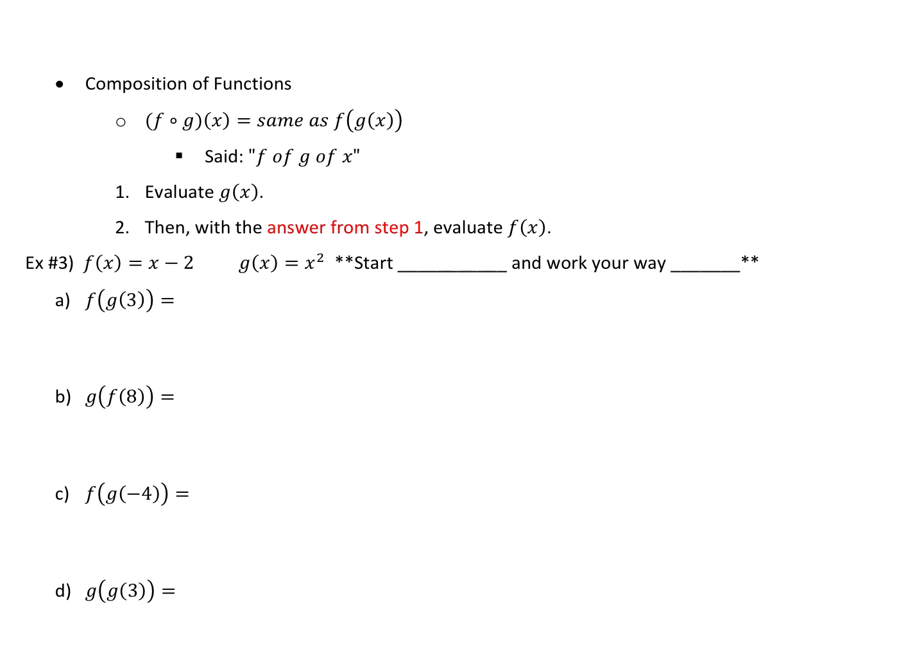Basically, we're saying f of g of x, right? F of g of x. It's the same as this, f of g of x. When you see this, you're going to evaluate from the inside out, okay? So we're going to evaluate this first, and then we're going to plug that value into the f function. So we're going to start with the inside function, the g of x, and then plug that answer into the f of x, okay?